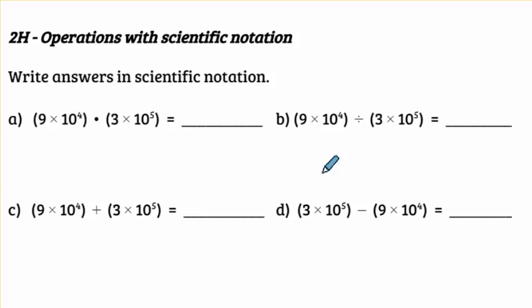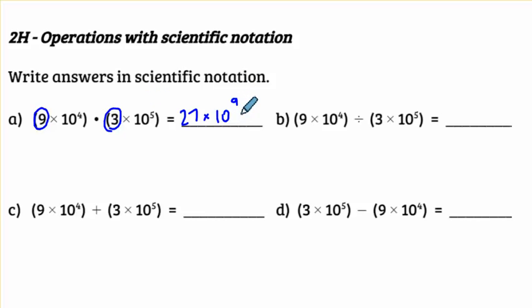Okay, looking at these four problems, the first two are multiplication and division, which do not require you to have the same exponent. So let's go ahead and tackle those because those tend to be a little bit easier. We just do the operations. So we have 9 times 3, and we get 27. And then we add the exponents when we're multiplying just like we always have. So we're going to have 10 to the, well, 4 plus 5 is 9.